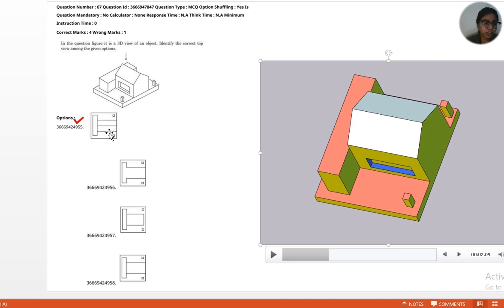So in option A only you have these 3 lines of the roof. In B they have eliminated it. In C also they have not marked this line. In D also they have not marked this line. So that's why option A is your right answer.